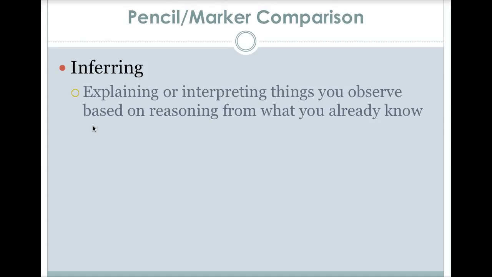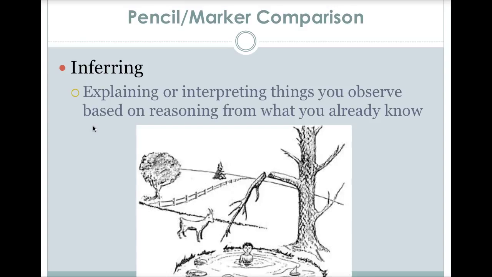Inferring, that's going to be any explaining or interpreting things you observe based on reasoning from what we already know. A great picture is this picture here, and it's even entitled The Boy in the Water. If you make an observation, you should say the boy's in the water. If you start inferring, you might say he fell out of the tree, the goat pushed him into the water, he ran away from the goat into the water. Those are all inferences. The boy was playing with the boat in the water. Those are all inferences. Those are things that you already know could have taken place, but you haven't observed it happening.